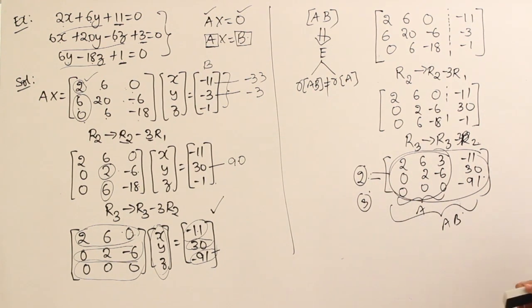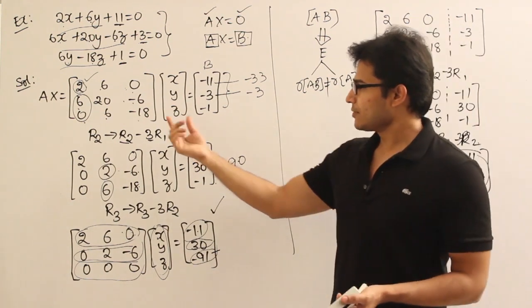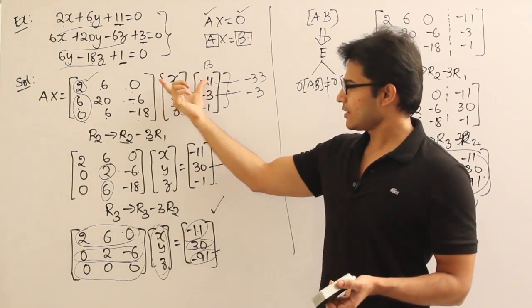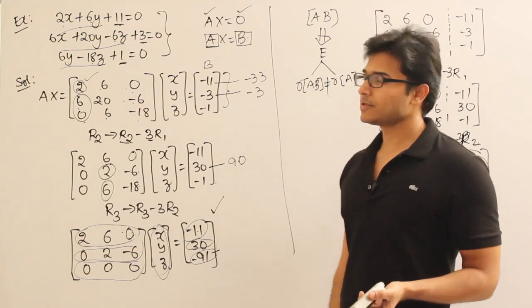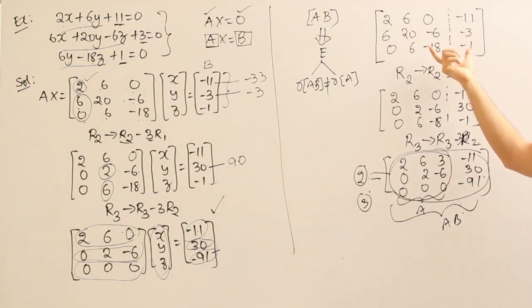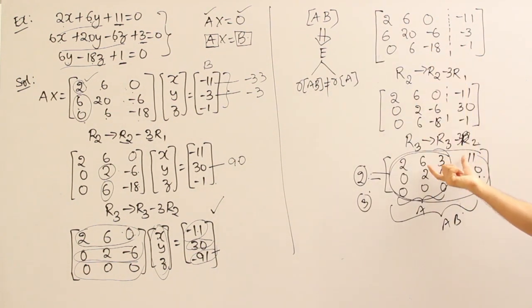So now I think you understood. It is actually the same. Either you write them like this and then go on applying the row transformations, or you augment them and then go on applying the row transformations. Both are actually one and the same. There is not much difference.